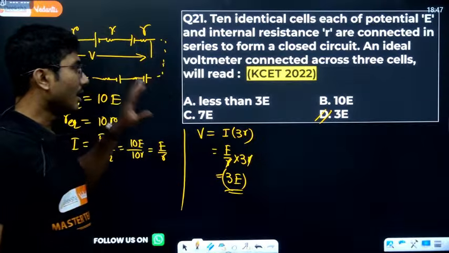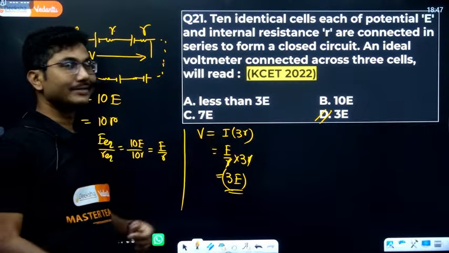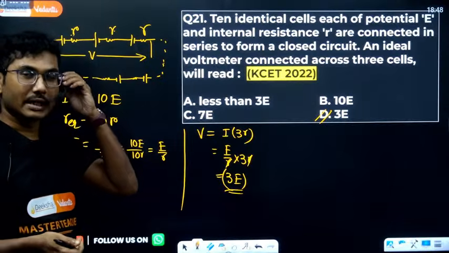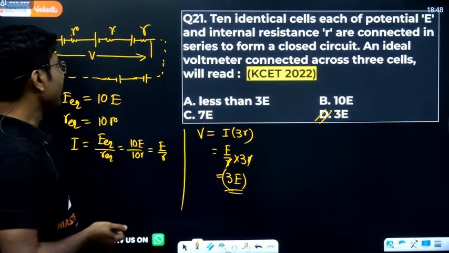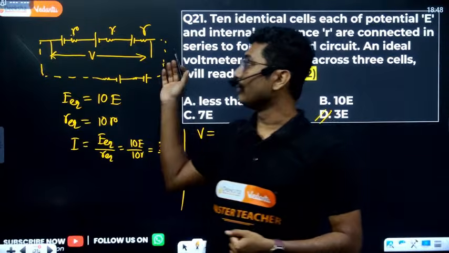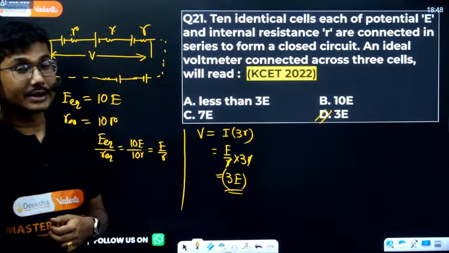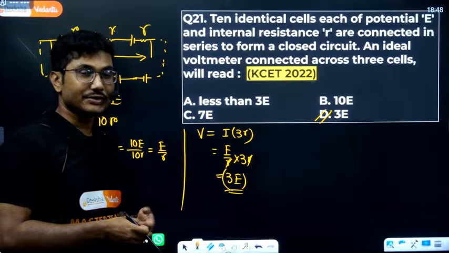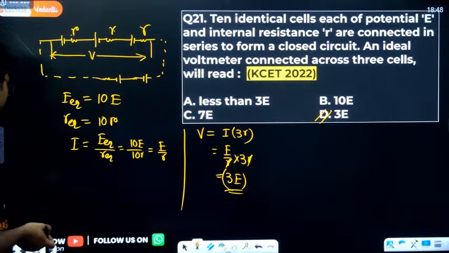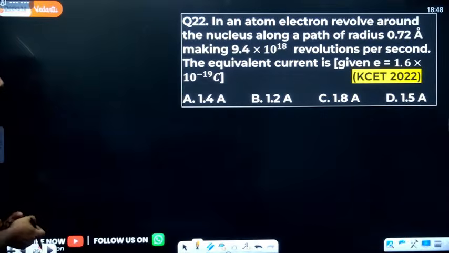Do not randomly guess an answer less than 3E. It will be 3E only. The specific reason being here, no external resistance is added. If external resistance is added, then some current is being wasted through the batteries, through the resistors. Otherwise, it is not getting wasted. You will get the full EMF out of the battery.